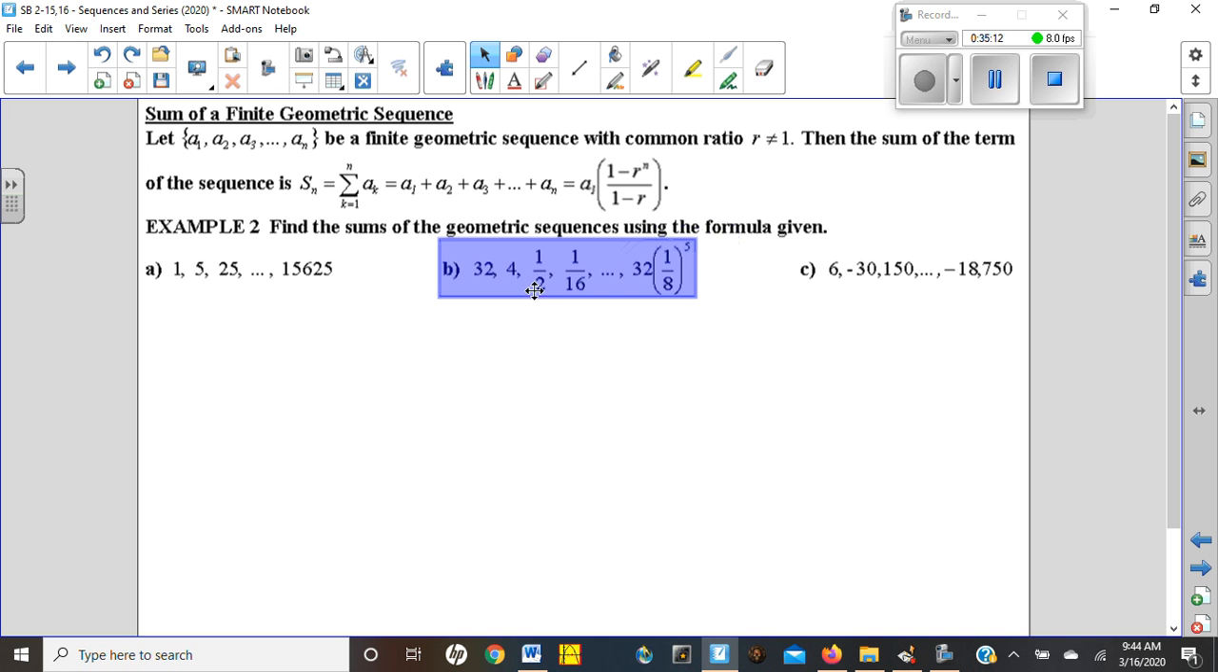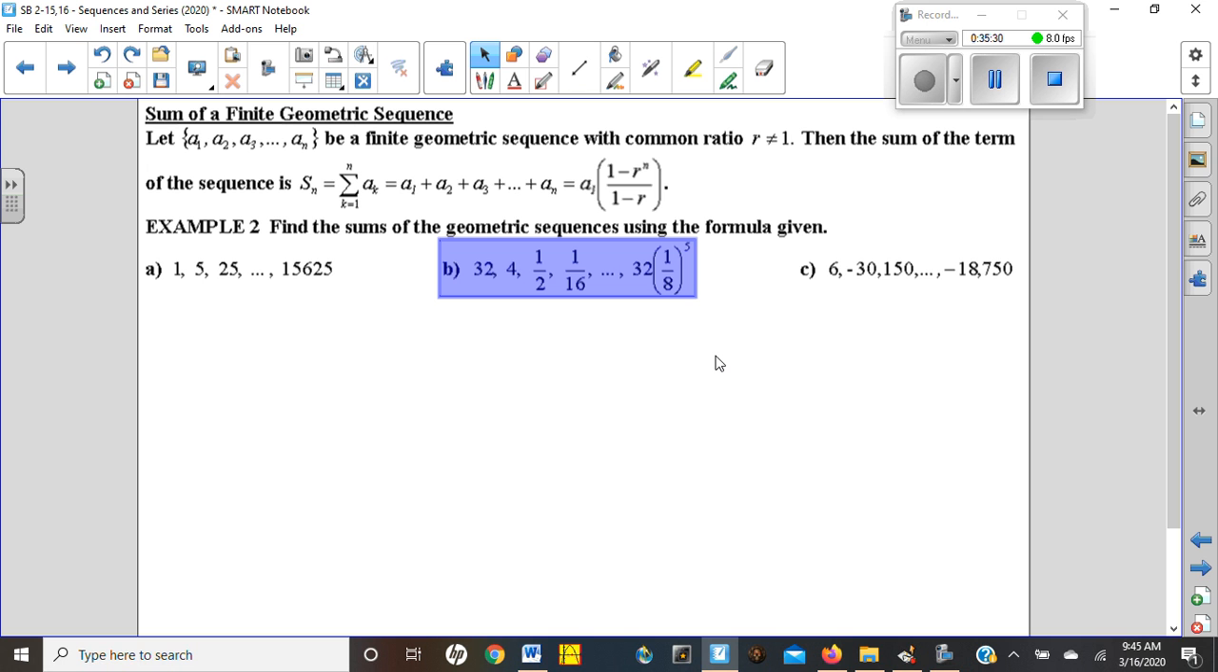And if I divide 4 by 8, I get 1/2. And if I divide 1/2 by 8, I get 1/16. So we're definitely dividing by 8 or multiplying by 1/8. So 1/8 is the common ratio. But the nice thing is they pretty much give me the formula.